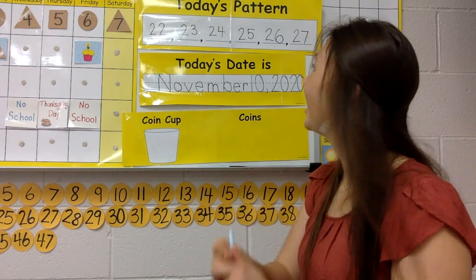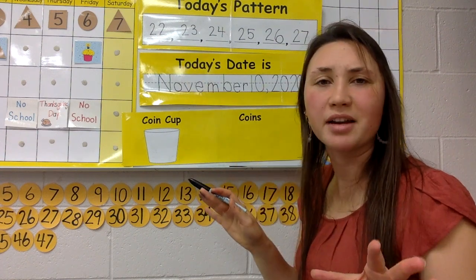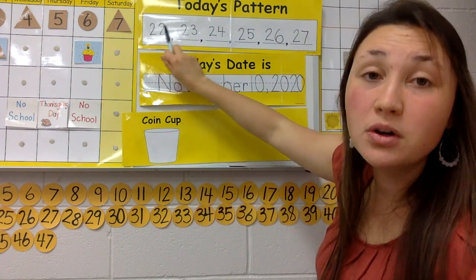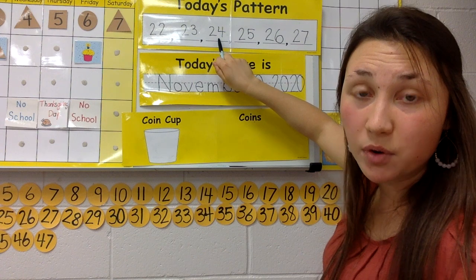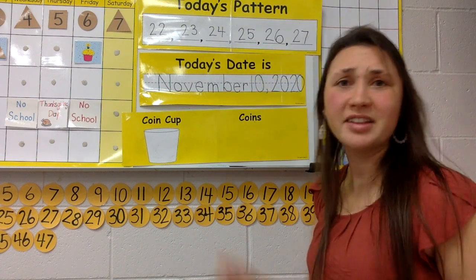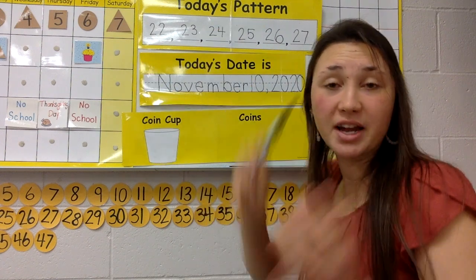There you go. Let's say our pattern all together to make sure we got it right, to double check our pattern. Say it with me. Ready? 22, 23, 24, 25, 26, 27. Did that just sound like we were just counting? Yeah, it did, because we were going up 1 each time.